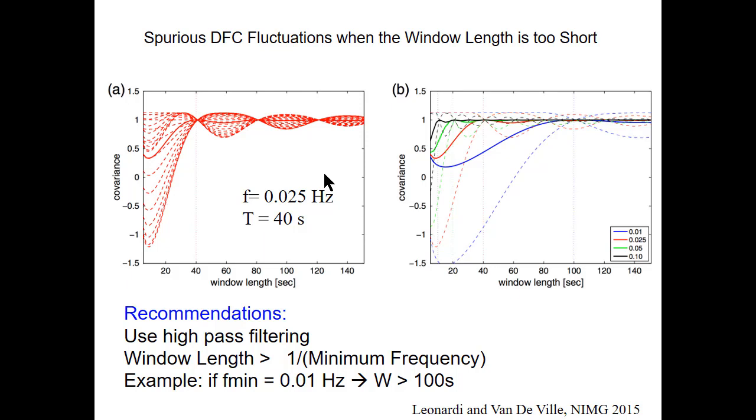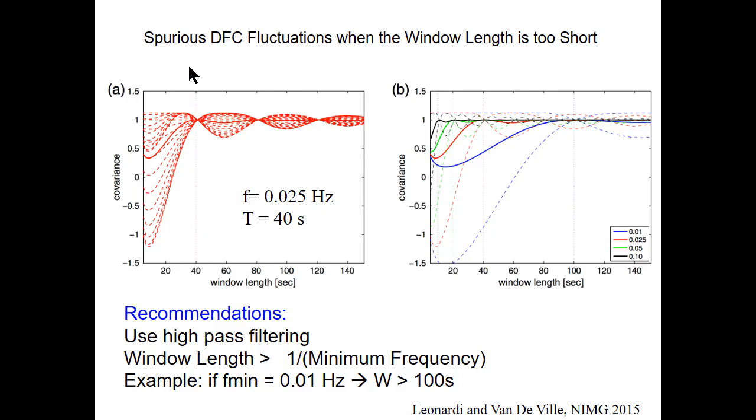So what is the recommendation on what to do? Well, the recommendations are to, first of all, keep the window length greater than 1 over the minimum frequency. The idea is if you have, say, a sinusoid, the minimum window should be at least greater than the period of that sinusoid. So for example, if your minimum frequency is 0.01 hertz, then you need a window greater than 100 seconds, okay? So for example, here we assumed we had a frequency of 0.025 hertz, which could correspond to a 40-second window length.